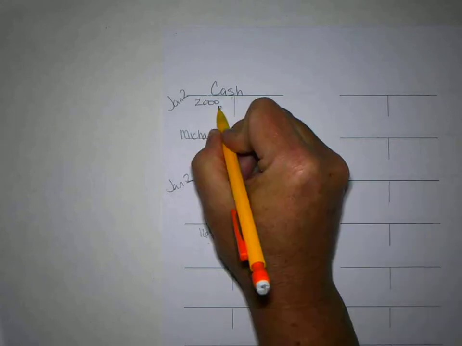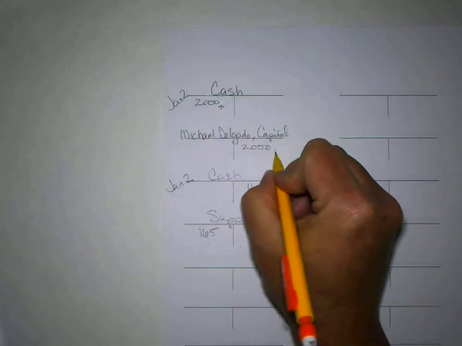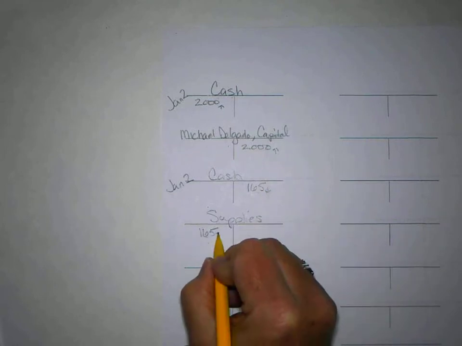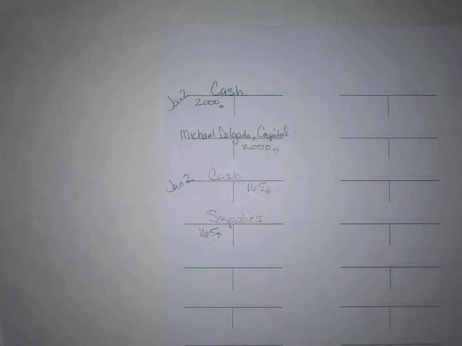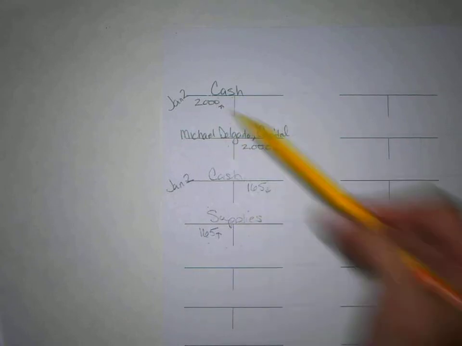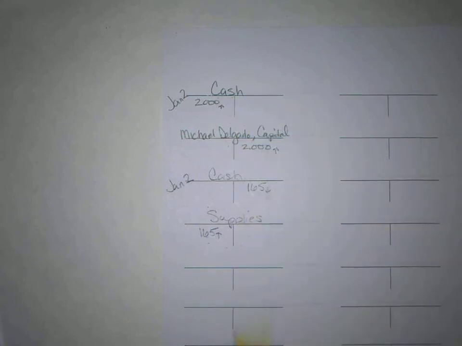Okay? And we can put this little note right here. We're increasing, increasing, decreasing, increasing. Two supplies, we have a plus and a minus, right? Other side, plus and plus.